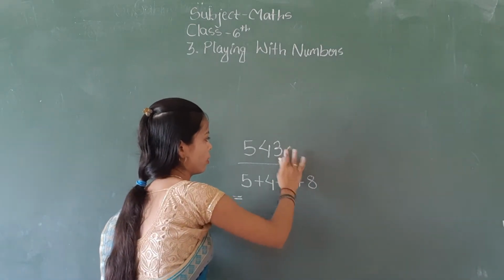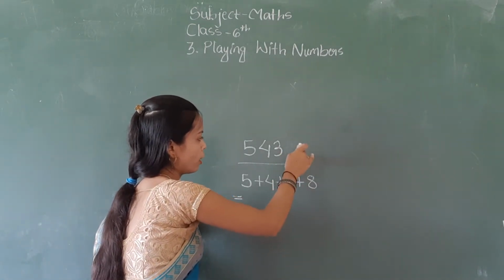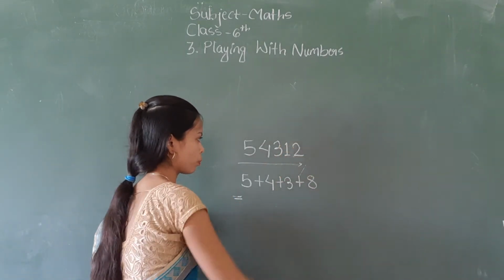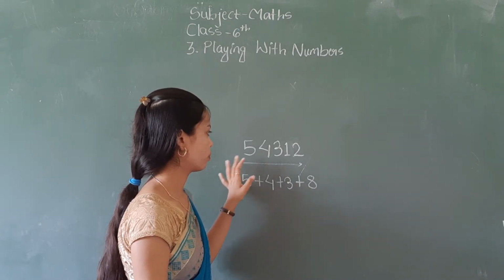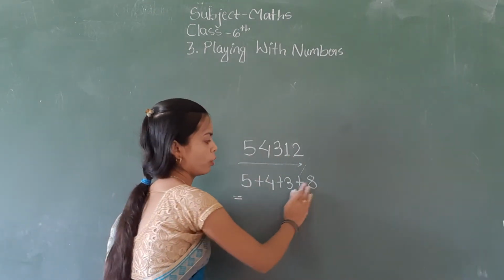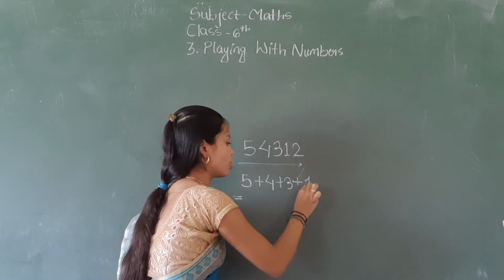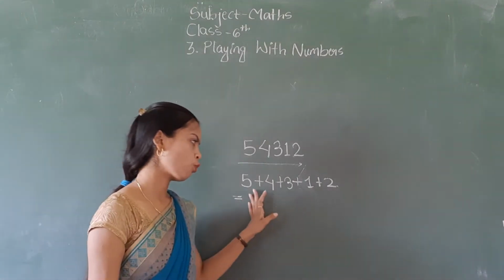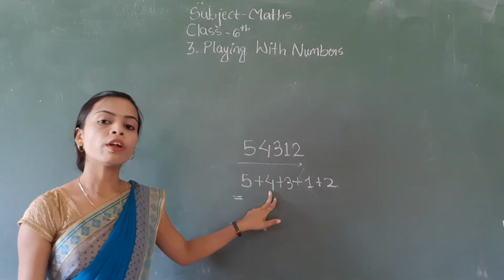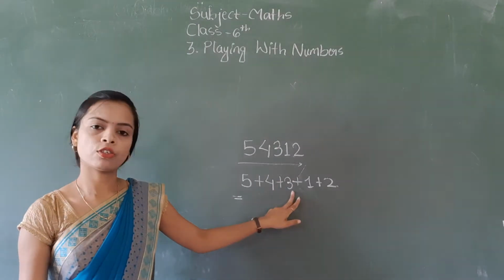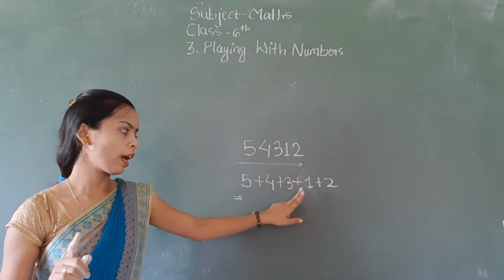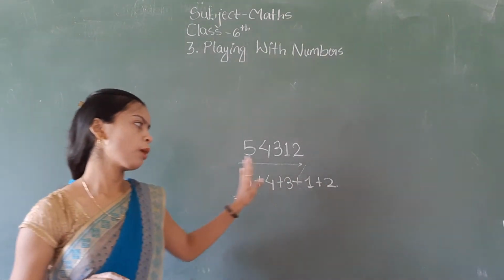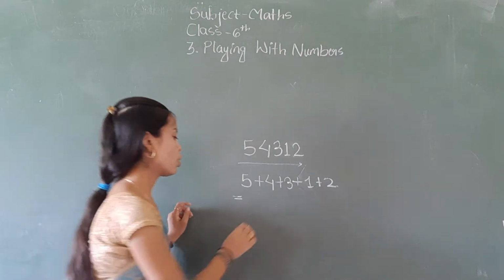Sorry, here you have to write 5, 4, 3, 1, 2. So if you add all the digits, what will be your sum? 5 plus 4 is 9, 9 plus 3 is 12, and 1 makes 13, and 2 makes 15. So the sum of all your digits is 15.